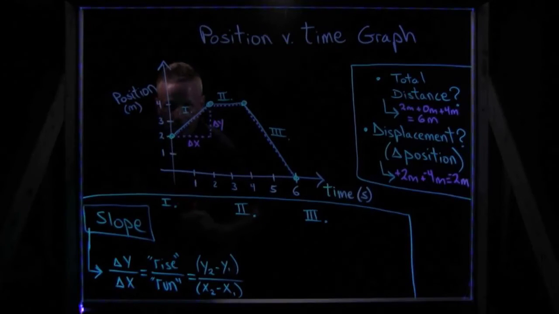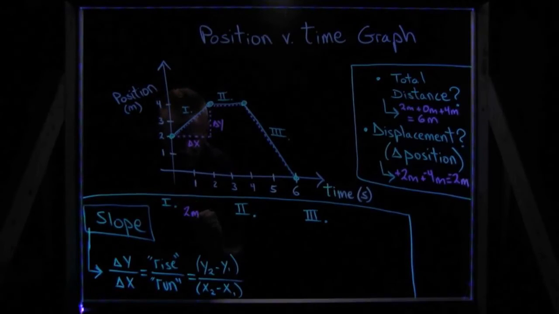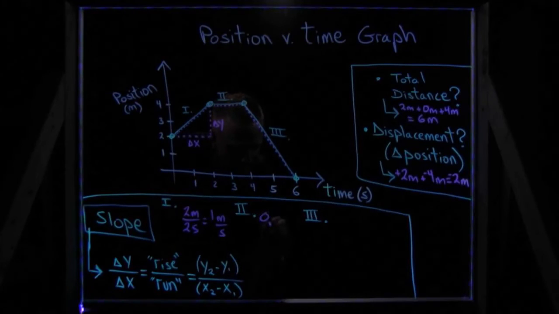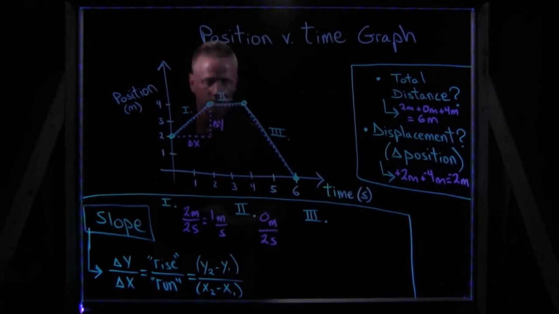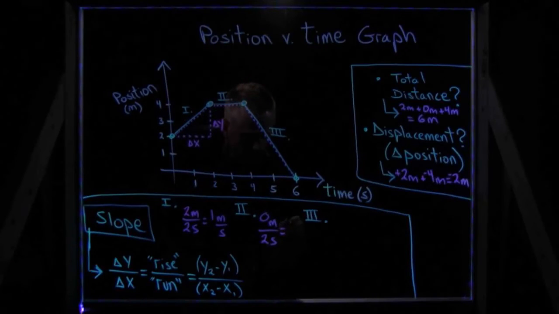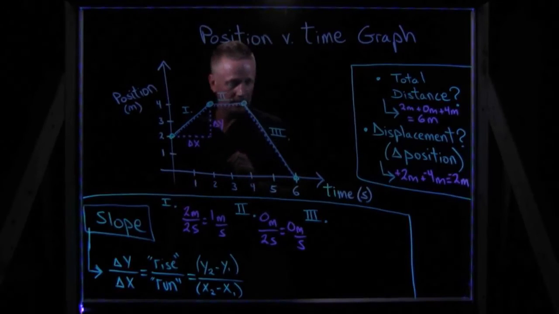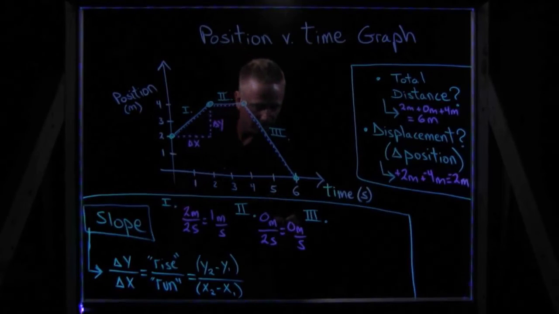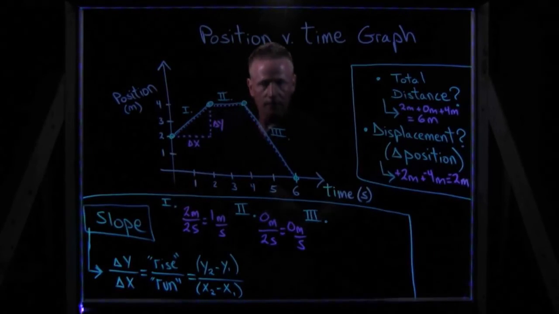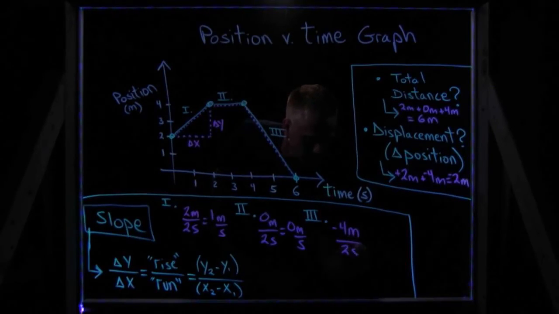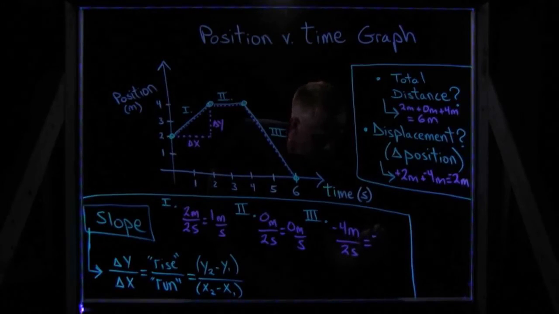If you look at the first segment, the change is 2 meters in 2 seconds. So you're walking on average 1 meter per second. In the second segment, your rise is 0 meters over 2 seconds. Therefore, you are not moving, standing still. The slope of a horizontal line, if you recall, is always 0. 0 meters per second is your velocity, so you're not moving. And in the last segment, your change in position is negative 4 meters, in the negative direction, over 2 seconds, for an average velocity of negative 2 meters per second.